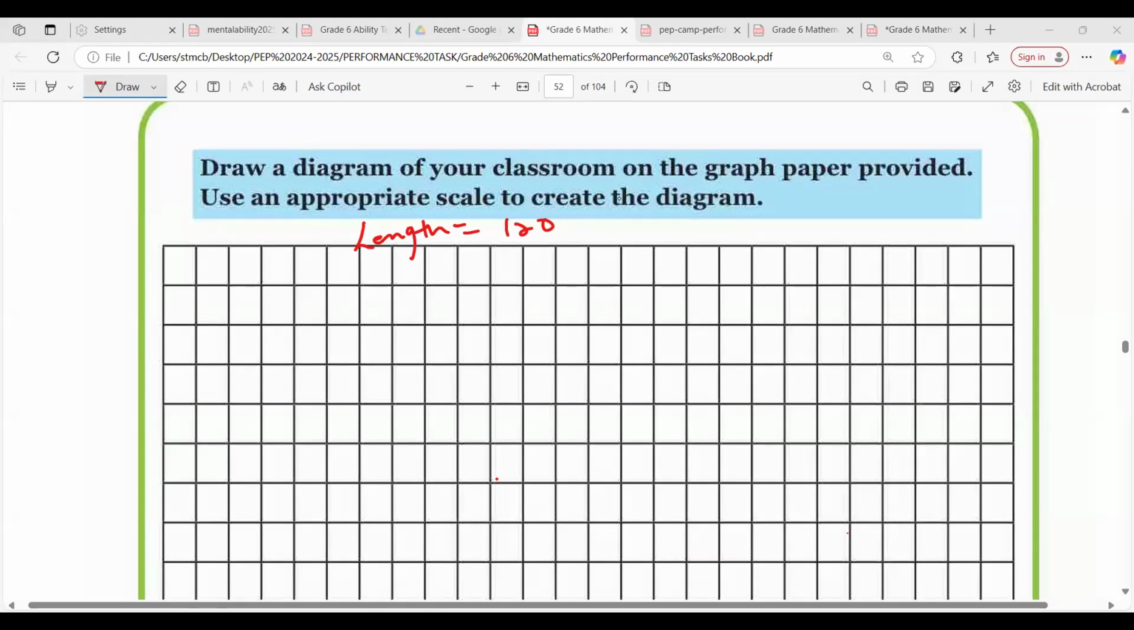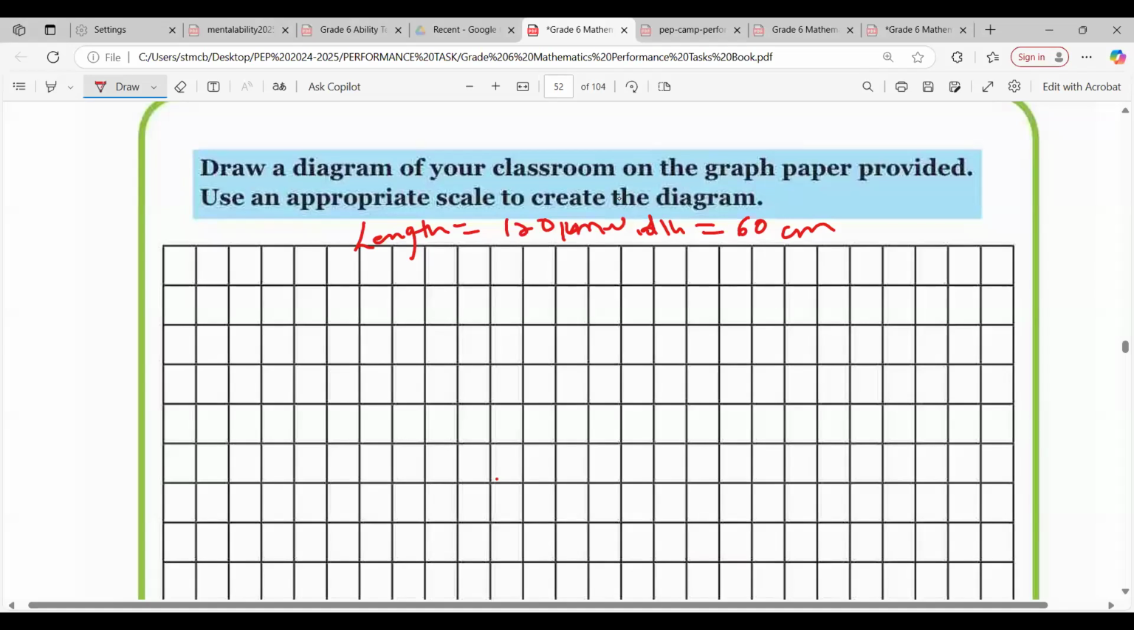So the length is 120 and the width is equal to 60 centimeters. Why do I have the unit? The unit is important in Mr. Bill. So that's what we're working with. The length is 120 and the width is 60.